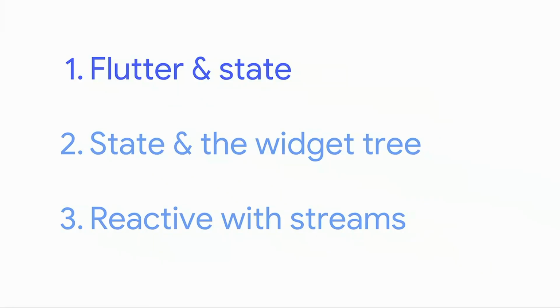So we're going to take you on a journey. Firstly, we're going to look at the foundations of Flutter and state to show you the basis of how things work. What we're going to do then is we're going to explore how state and the widget tree can be married together. And thirdly, we're going to look at how you can use Flutter streams to elegantly manage state in your app. Now, at each of these, we're going to do some live coding. And clearly, nothing's going to go wrong. But we're going to do some live coding.